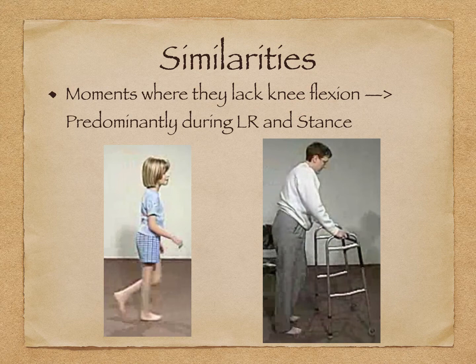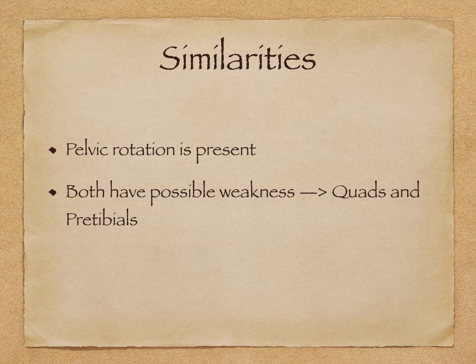Alright, more similarities between the two. They both have moments where they lack knee flexion. This is predominantly during the loading response and the stance phase of gait. So continuing with the similarities within each video, we noticed that video number 8 and 14 showed pelvic rotation. And we also concluded that both subjects have possible weakness, and those weaknesses are present within the quads and the pretibials.